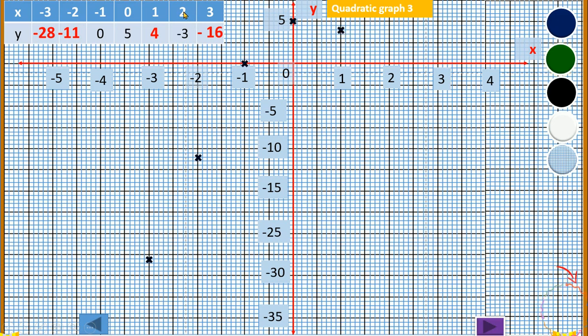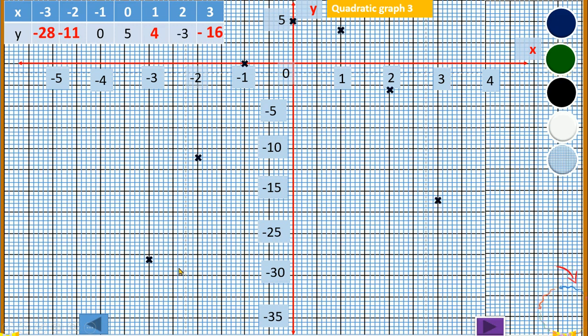And when x is 2, y is minus 3. 2 here. And this is minus 3 at this point. And then when x is equal to 3, y is minus 16. This is 3. Then this is minus 15. 2 small squares, 1 minus 1 gives us minus 16. Then we have the points plotted.